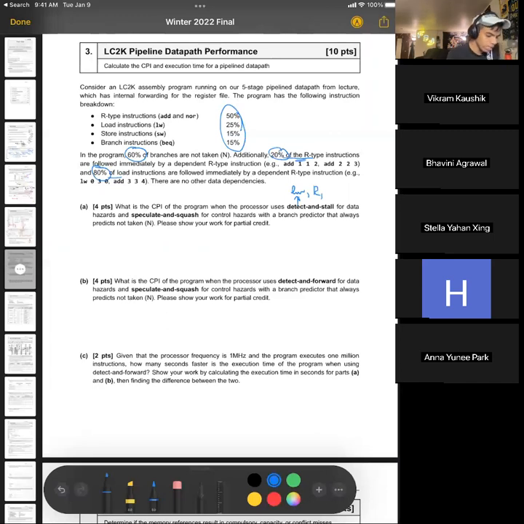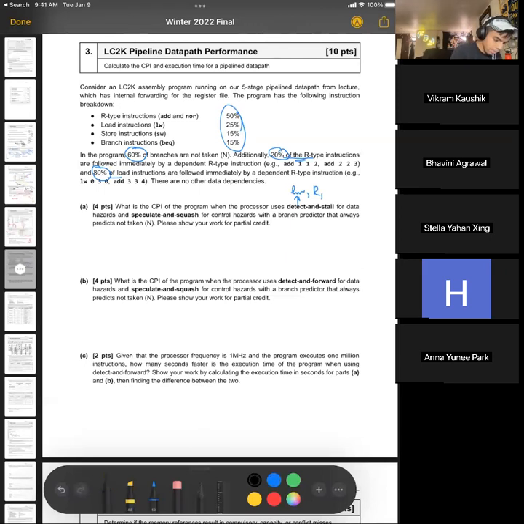Then we are using speculate and squash for control hazards. Speculate and squash is the resolution technique where we guess whether something is going to be taken or not taken. If we're correct, then there's no stalls that are inserted. And if we're incorrect, then we have to replace all of the instructions that we assumed we would execute with no ops. In the case of the LC2K 5-stage data path, we have to insert 3.